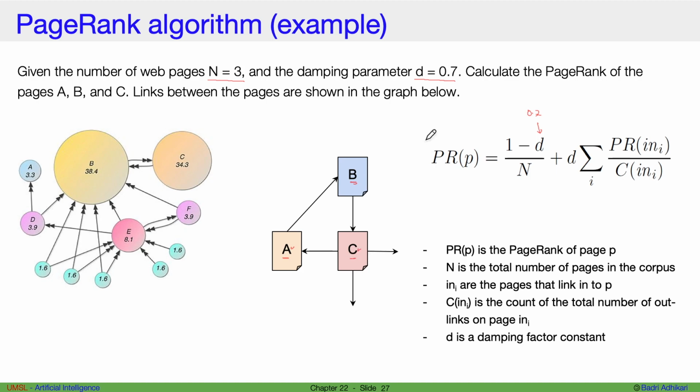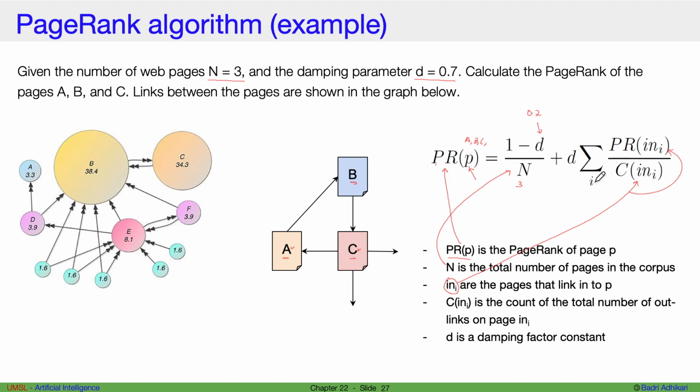So let's look at this equation. Here in this equation, the page rank for any page P, this could be A, B, or C, is given by this expression. Here, PR(P) is the page rank of the page P. N is the total number of pages in the corpus. In this case, N equals 3. Now, this is very tricky. The I's in this equation are the pages that link in to P. So if we are talking about the page rank of page A, then I would be C.